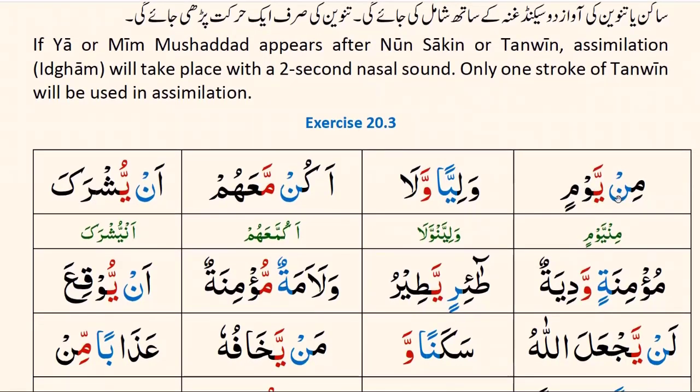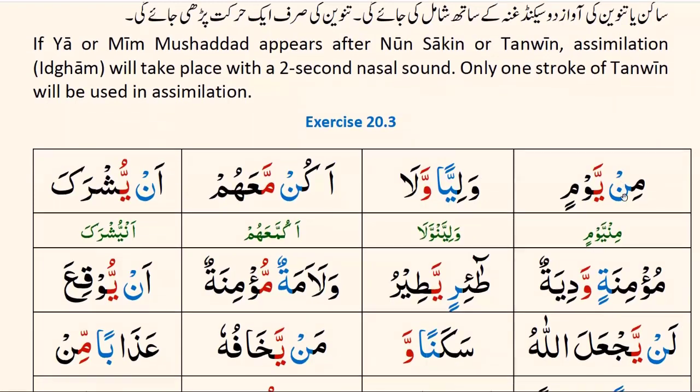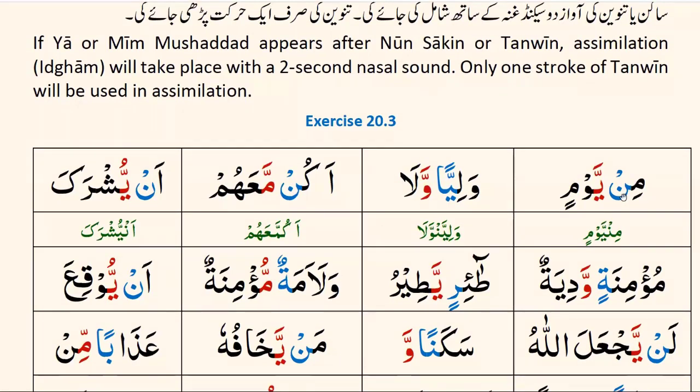So you can clearly hear the sound of the noon, okay? In the examples above, we said that there is no noon sound, we totally eliminate the sound of the noon, but here there's a slight nasal sound. And why is that? That is because of the ya mushaddad. So if the letter after a noon sakin is a ya mushaddad, a vaw mushaddad, or a mim mushaddad, then that means that we give a 2-second nasal sound, or the sound of the noon slightly will be there. There's a hint of that sound there, okay?